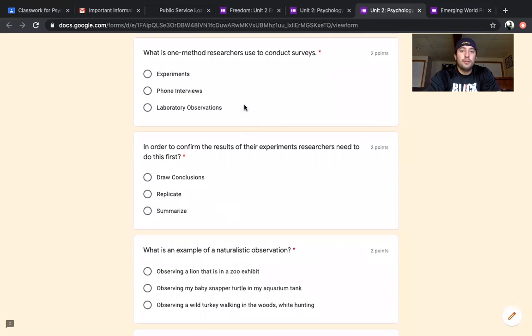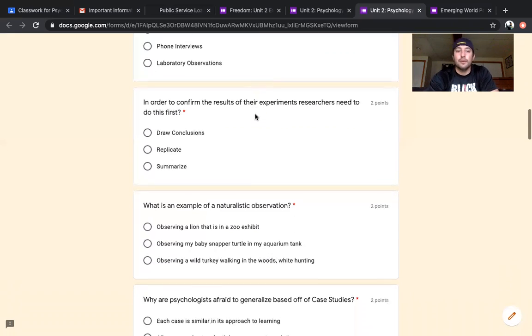What is one method researchers use to conduct surveys? So this one might be a little tricky, but it's phone interviews. You've got to call someone, you've got to ask them questions. Experiments? No. Laboratory observations? No. We need to ask questions about a certain topic where we can gather this information. I know I gave the example of flyers, a Google form you can just send out through email, you can do a survey on social media. There's a lot of different things that you can do to conduct surveys. But for this one, from the list, phone interviews.